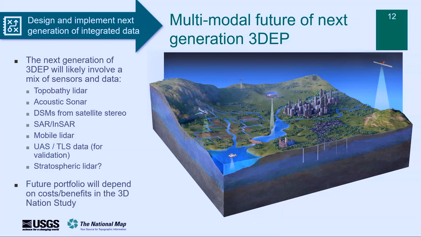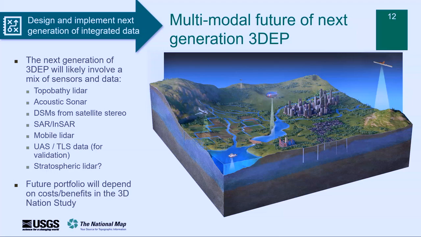So multi-modal is really the term that we've been using for this, and we're going to be looking at a wide range of sensors. Obviously, we talked about topobathy LiDAR and acoustic sonar, because in areas on the water that topobathy LiDAR can't penetrate, we still want that elevation information. So we need to fill in those blanks with something like acoustic sonar. We're looking at digital stereo models, or digital surface models from satellite stereo data. Brian, in a few minutes, is going to talk about some of the progress we've made piloting that.